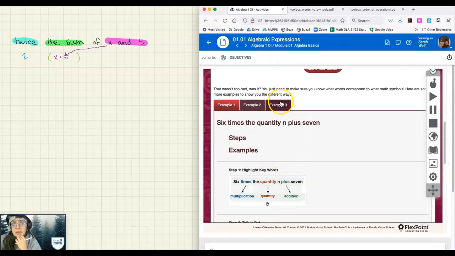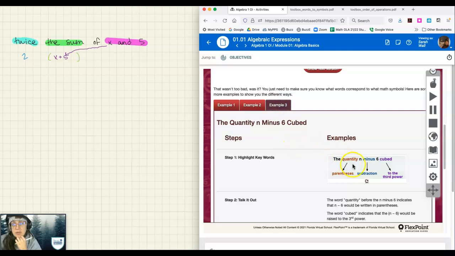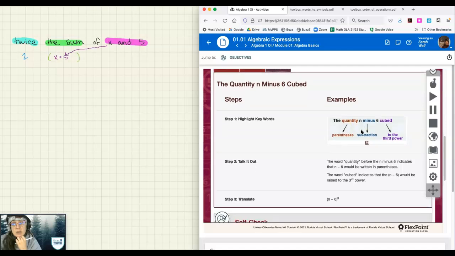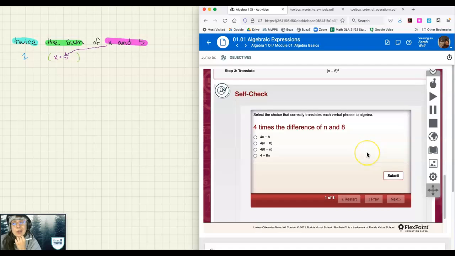And then last but not least, let's look at this last example. The quantity, parentheses, subtraction, cubed. Ooh, we have an exponent word. So the word cubed, okay, so the quantity n minus x, so that piece, right, is going to be in parentheses, cubed to the 3rd power. So now you've got your self-checks. Are you ready?